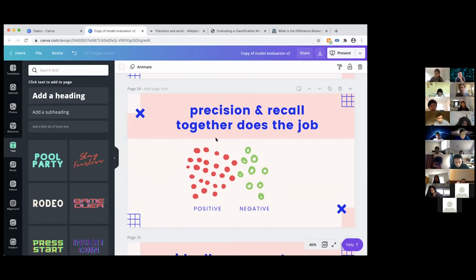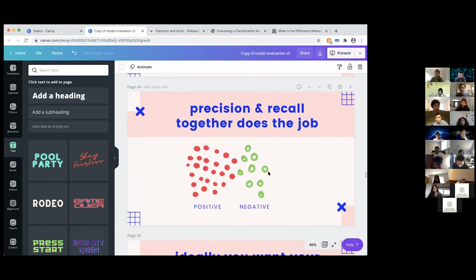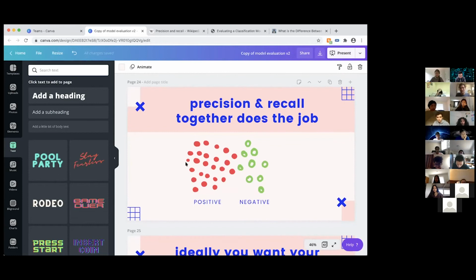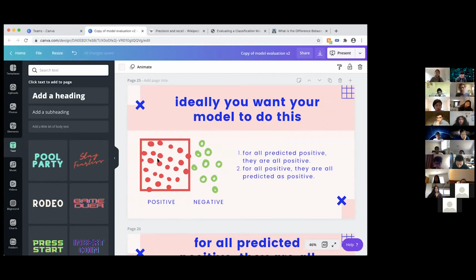Let's say that these are all of the data points in our testing set. The red ones are the actual positive data points, and the green ones are the negative data points. So far we haven't introduced a model yet. These ones are just positive ones, and these ones are negative ones. Ideally, we want our model to do this. So we're going to represent our model with this red box.